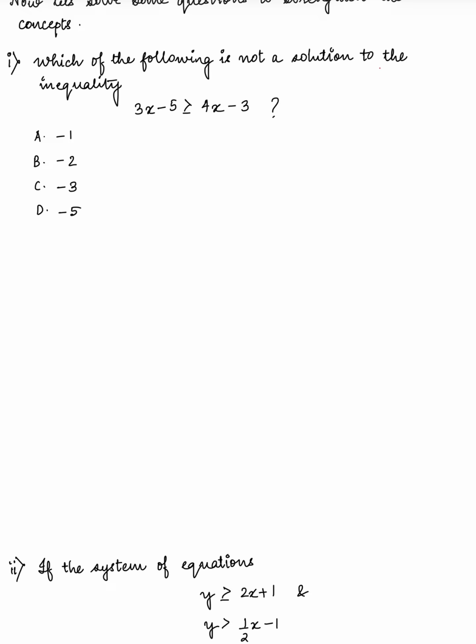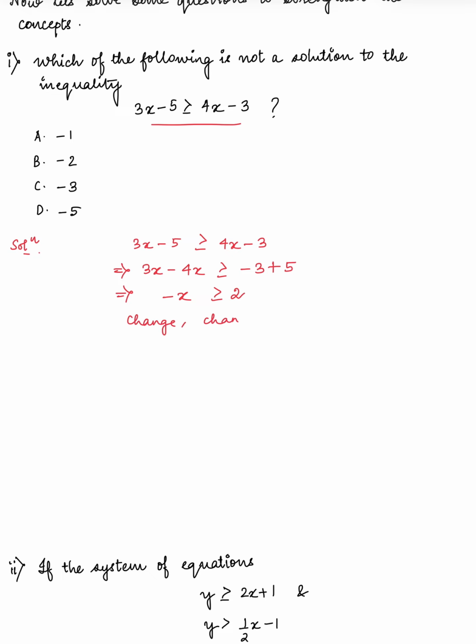Now, which of the following is not a solution to the given inequality? Let's solve this. 3x minus 5 is greater than or equal to 4x minus 3. So 3x minus 4x is greater than or equal to minus 3 plus 5, right? So that gives us minus x greater than or equal to 2. Now see, we don't want it in terms of minus x. We want it in terms of plus x. So change. So that becomes x less than or equal to minus 2, right?